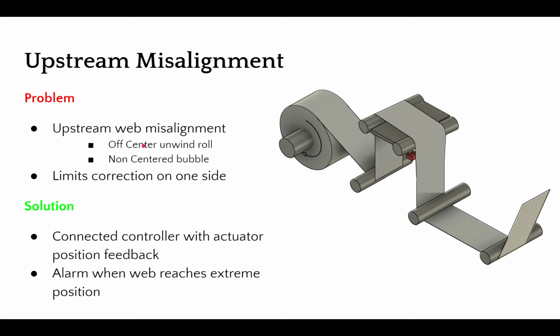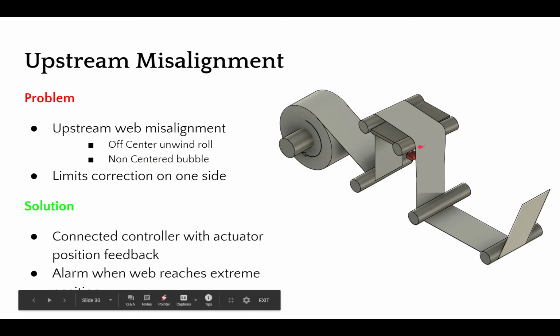Where do we see it? Let's say you have an unwind roll. If an operator is loading the unwind roll, they're not loading at the right location where these sensors are justified to, either to the center of the machine or to a certain justification with respect to the machine. That's the most common thing that we see. Other places, like let's say you have a blown film line and you have a non-centered bubble, that's another place that you can see it. Now, what it does is basically limit the correction on one side.